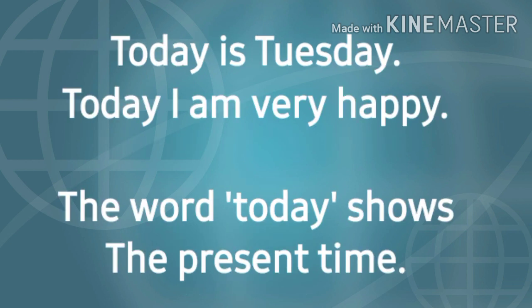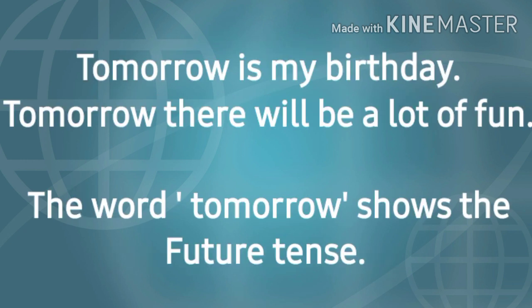Now look at these sentences. Today is Tuesday. Today I am very happy. The word today shows here the present time. Now look at this sentence. Tomorrow is my birthday. Tomorrow there will be a lot of fun. The word tomorrow shows the future tense here. What is yet to come is the future.